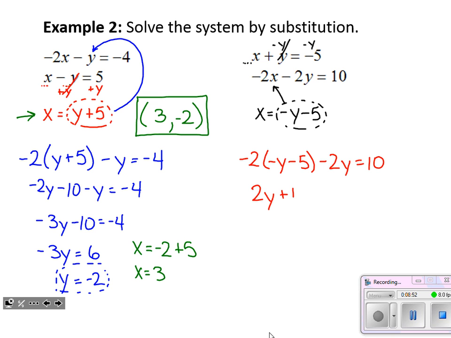Positive 2y, positive 10, negative 2y equals 10. If I combine like terms, oh, I get my y terms to cancel out. And I've got 10 equals 10. Subtract 10 from both sides, I get 0 equals 0. That's what we call infinitely many solutions.